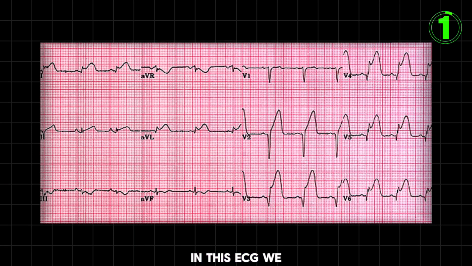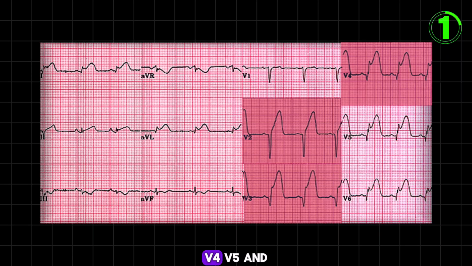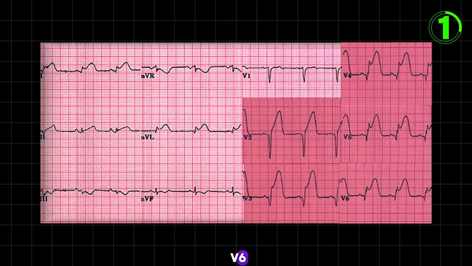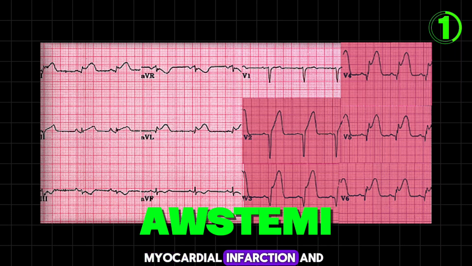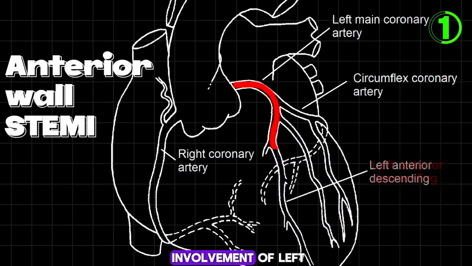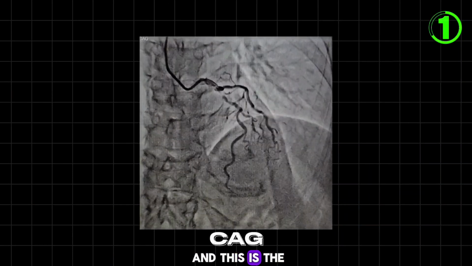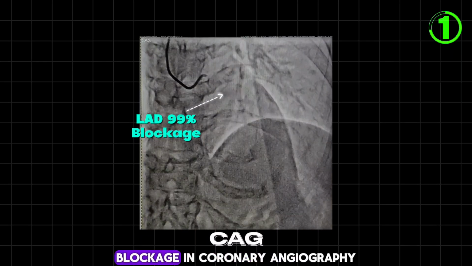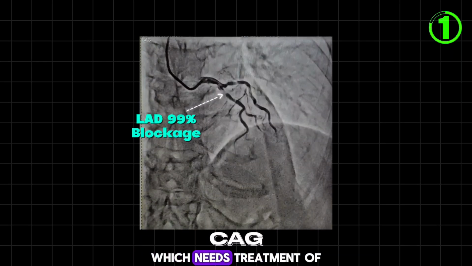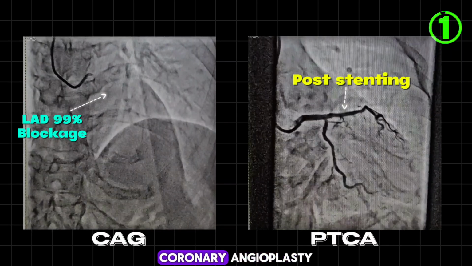In this ECG, we can see the ST elevation in lead V2, V3, V4, V5, and V6. This is the ECG of anterior wall ST elevation myocardial infarction, and when ECG has anterior wall STEMI, there is more likely involvement of left anterior descending coronary artery, which we call LAD, and this is the live action example of LAD blockage in coronary angiography, which needs treatment of coronary angioplasty, and this is how it will look after coronary angioplasty. Example number 2.